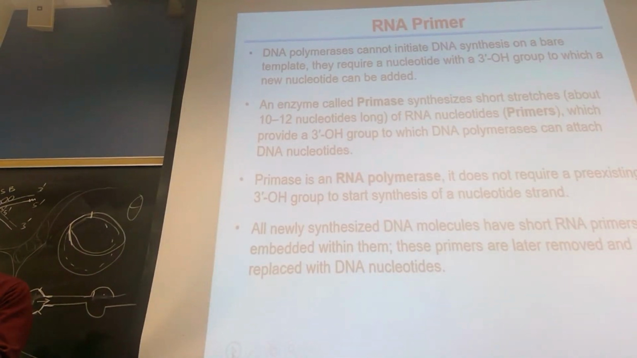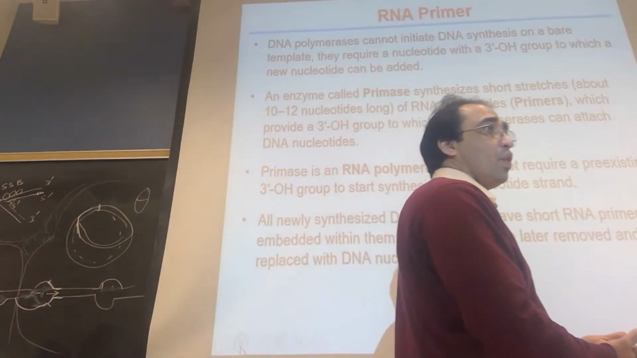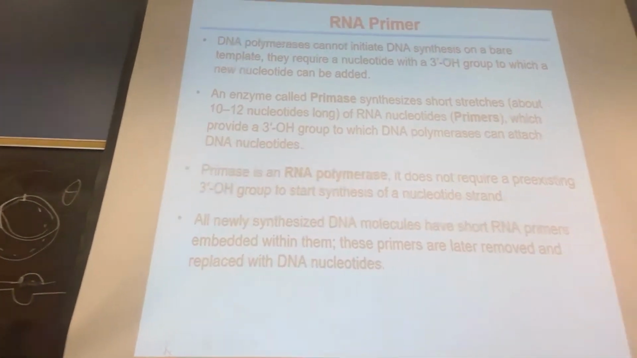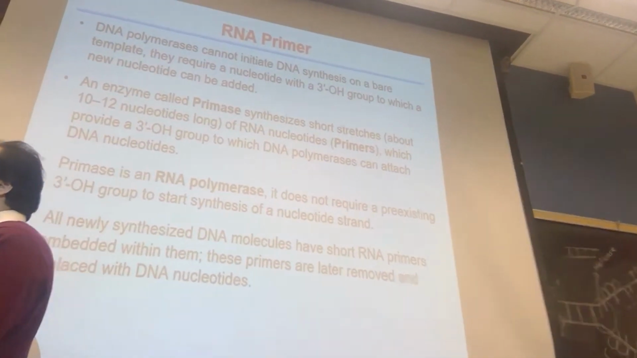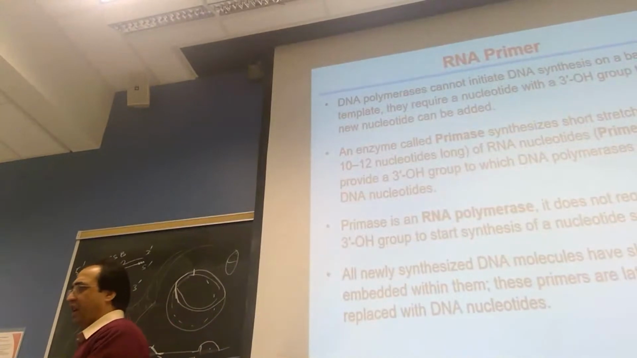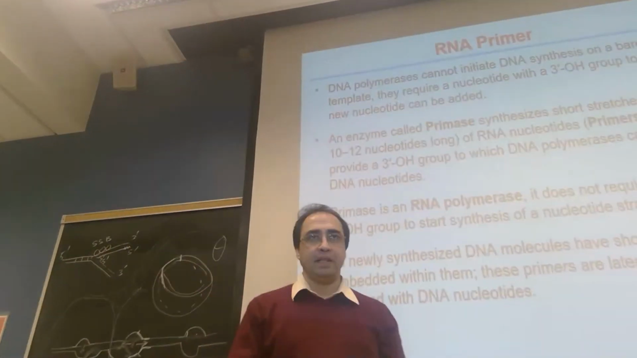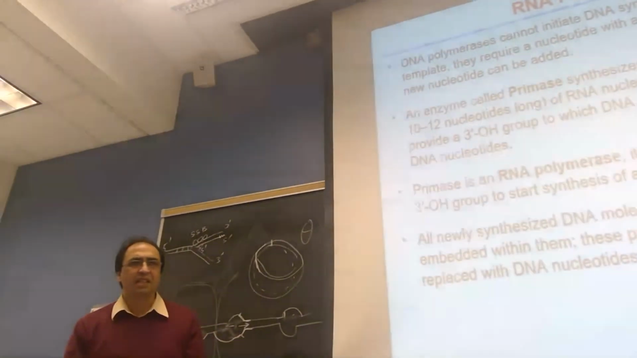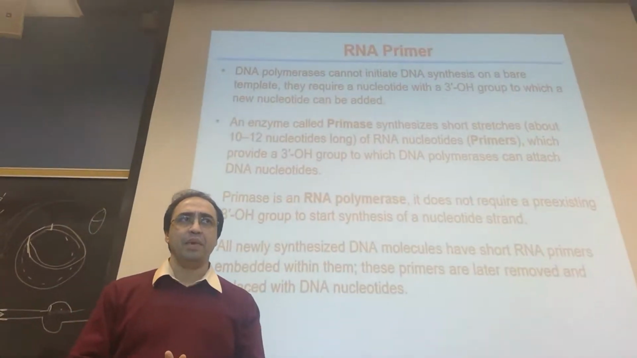Now, what is RNA primer? DNA polymerase cannot initiate DNA synthesis if there is no open OH group. So the function of RNA primer is to supply that open OH group. It is created 10 to 12 nucleotides long and formed by the enzyme primase. Primase is a kind of RNA polymerase. Sometimes in some books you can find it named RNA polymerase rather than primase.